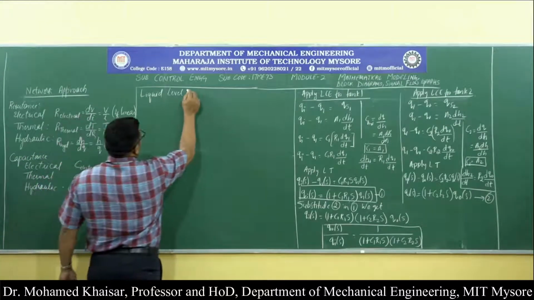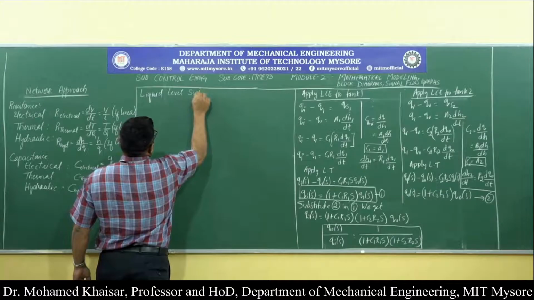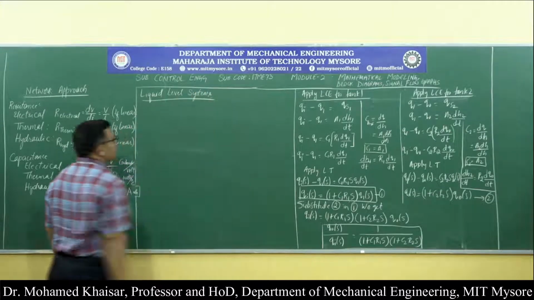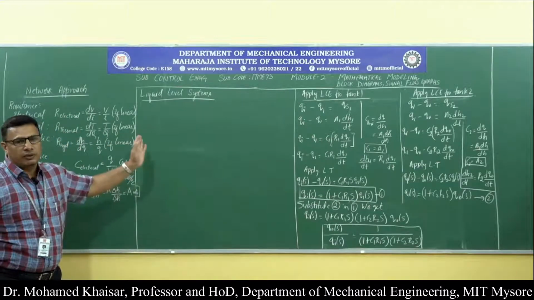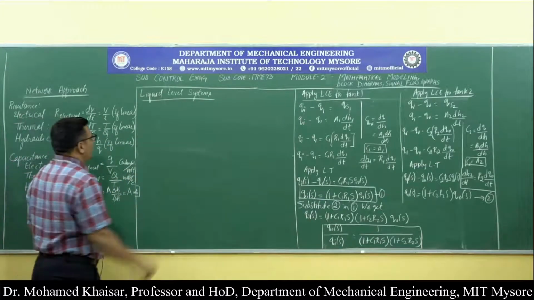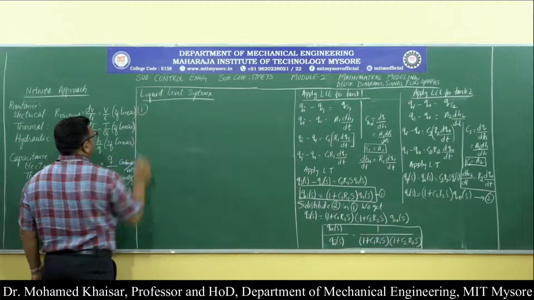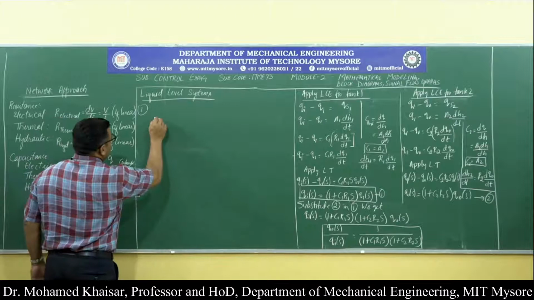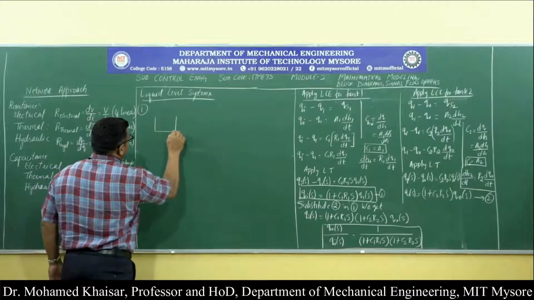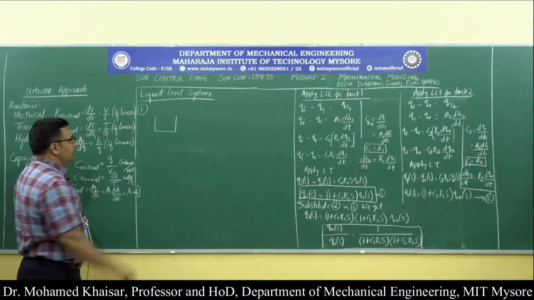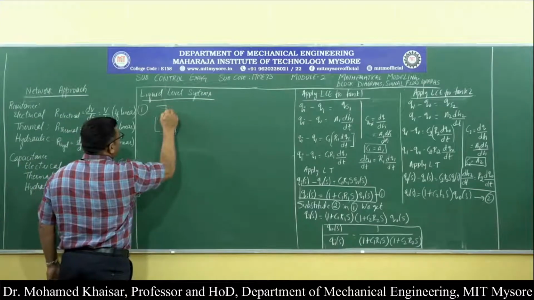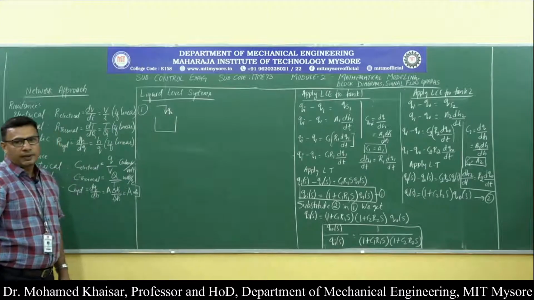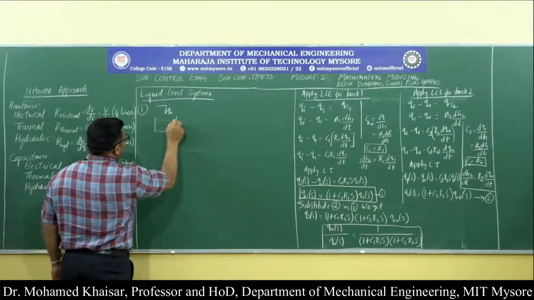First, let me take up the liquid level system examples. Liquid level systems are also called hydraulic systems. Now, let me consider problem number 1, the simplest problem. There is a tank. To this tank, the liquid is flowing at a rate of Qi. So, the tank is getting filled.